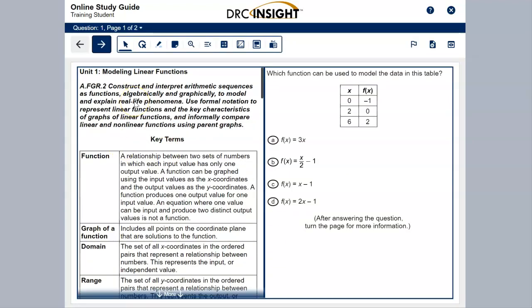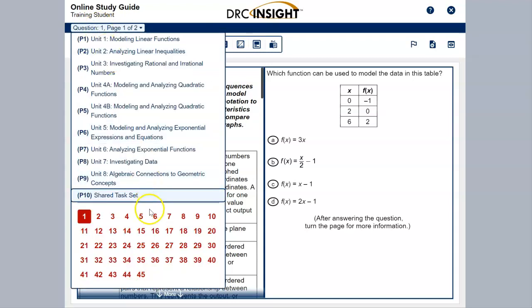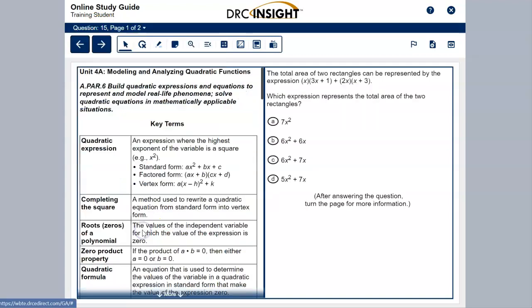Now, today we're going to jump all the way to question number 15. Here where it says question 1, go down to 15, and then we will begin. We're given the area of 2 triangles represented by an expression, and we're looking for another expression that represents the total area of the 2 rectangles, not triangles. All we have to do is type in the original expression, then find one of these that matches it, and we'll use the graph to do it.